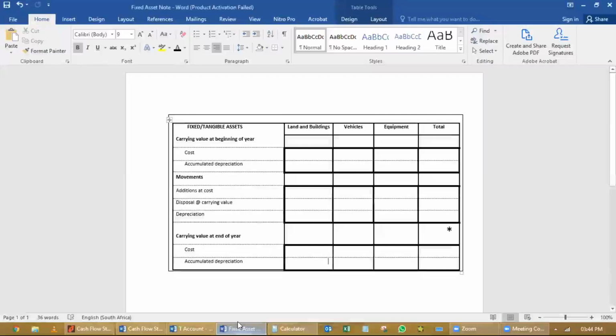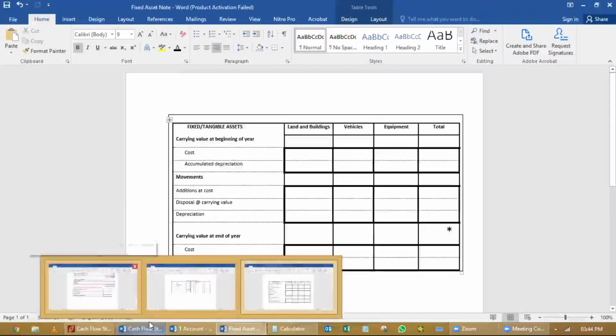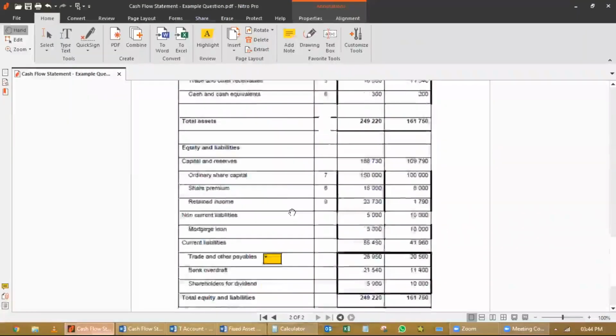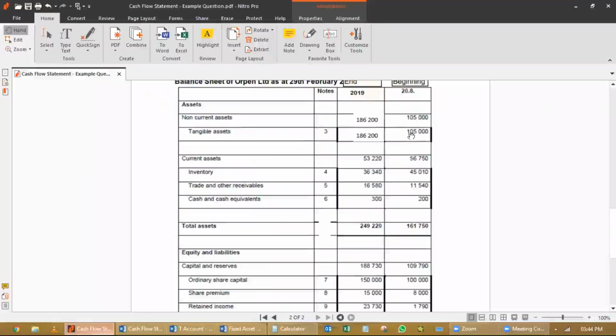Okay. So what do we need to do when you have only carrying values? If they didn't give you how much you spent on those assets, you need to use this as part of your calculations. These are included in your templates, so you will know what to put in there. It's just about identifying these amounts. We've not been given the cost price, we've only been given carrying value. So let's work with these carrying values and try to figure out how much we purchased those land and buildings for.